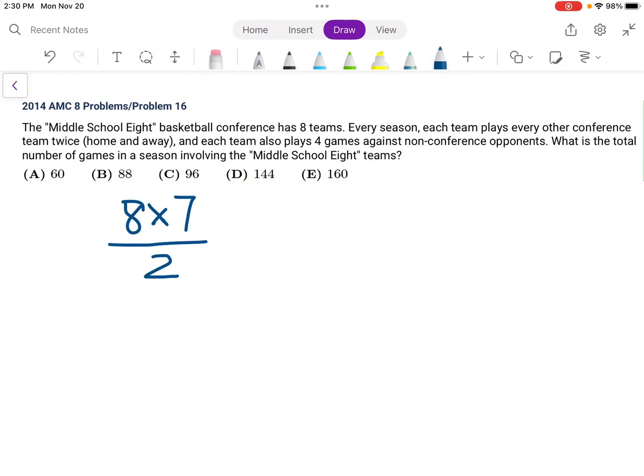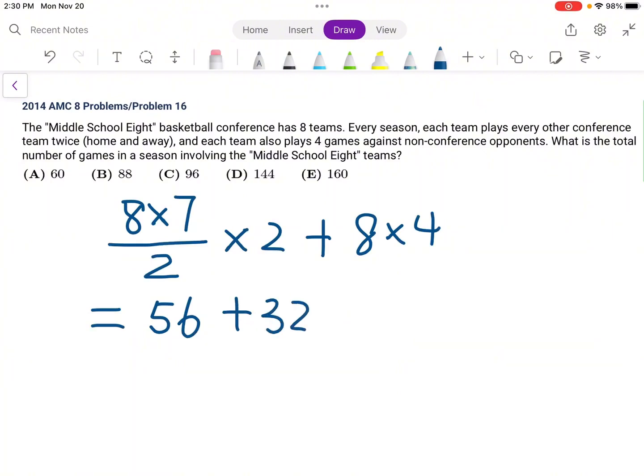And because every 2 teams play twice, we multiply by 2. And plus, each team plays 4 games against non-conference opponents, so that's 8 multiplied by 4. So it equals 56 plus 32 equals 88 games in total.